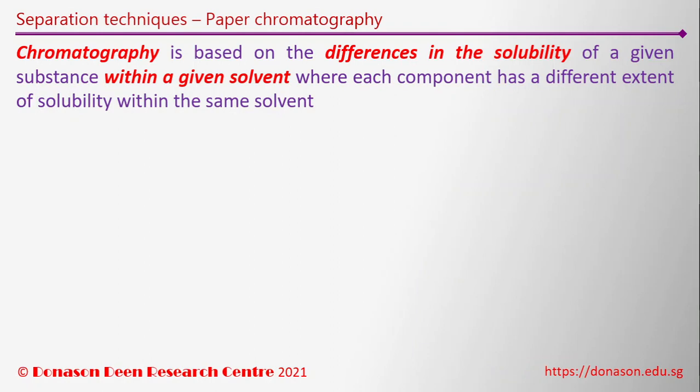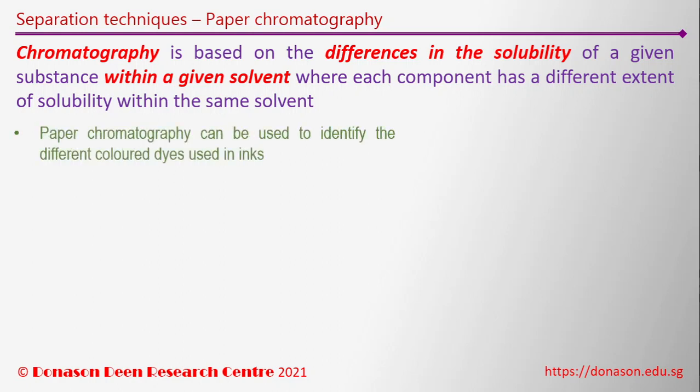Chromatography is a separation or an identification technique, which is based on the differences in the solubility of a given substance in a given solvent, where each component has a different extent of solubility within the same solvent. An application of paper chromatography is that it can be used to identify the different colored dyes used in a particular ink. Let us look at how to carry out paper chromatography.